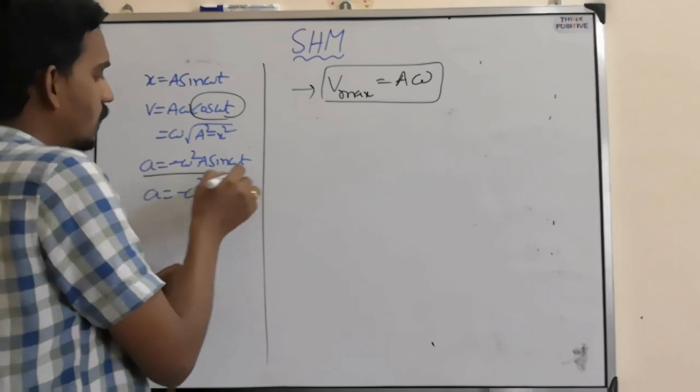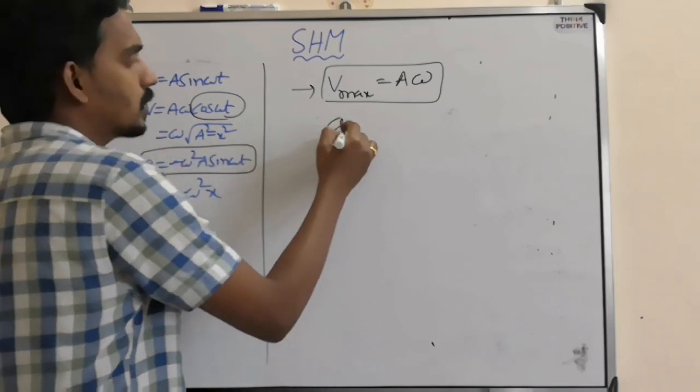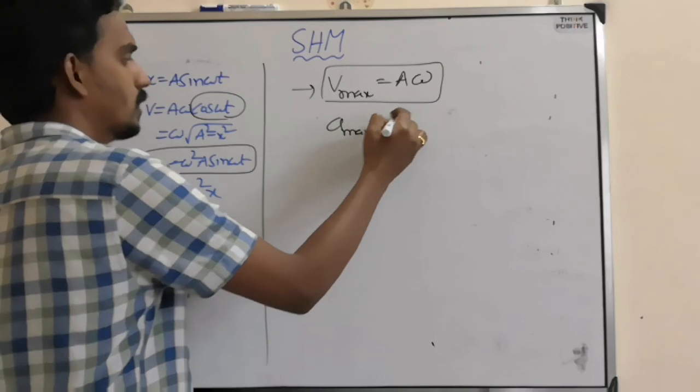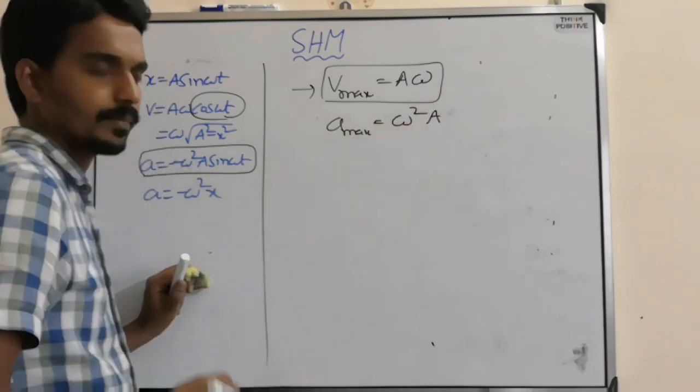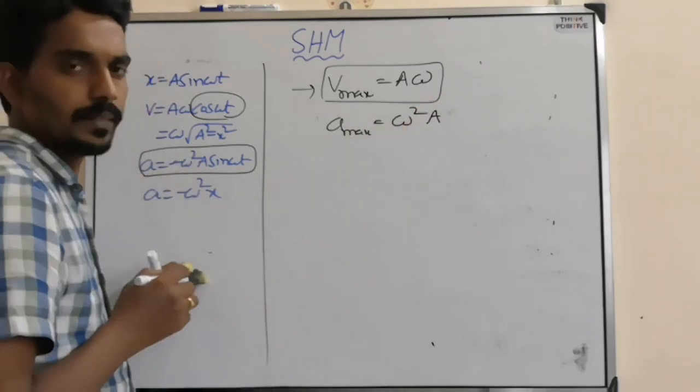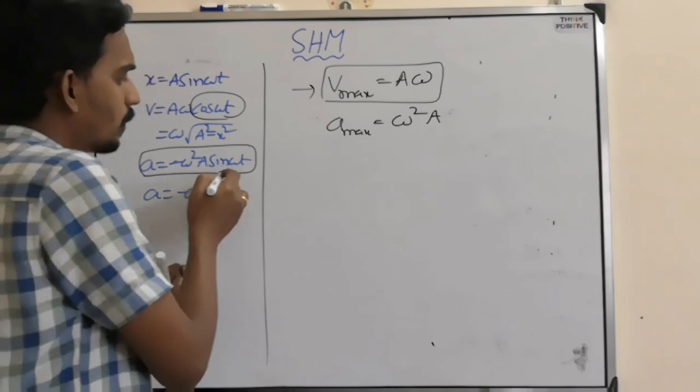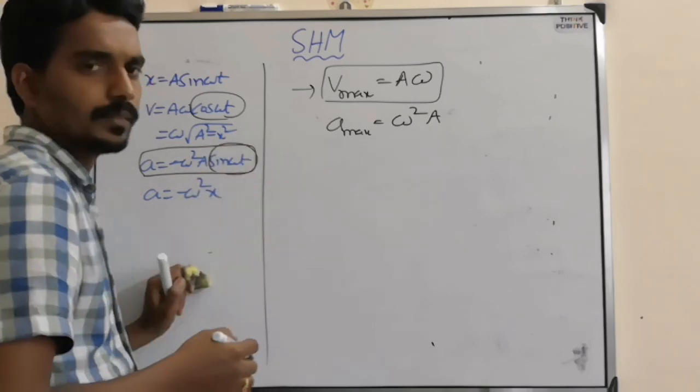Similarly, this is the acceleration. So what is the maximum acceleration? That is omega square A. So omega square A, because the maximum value for sine is also 1.